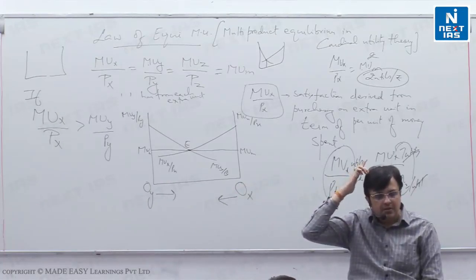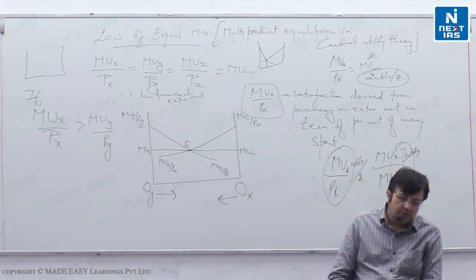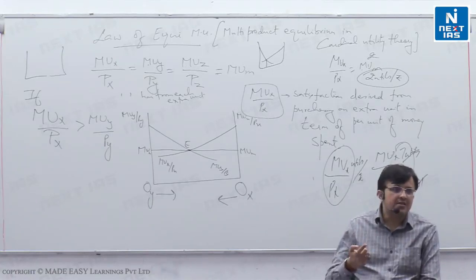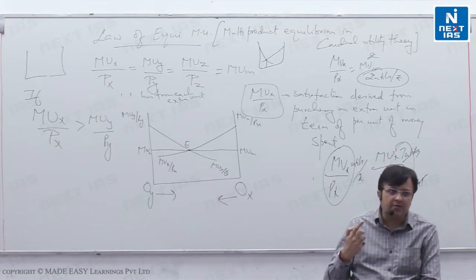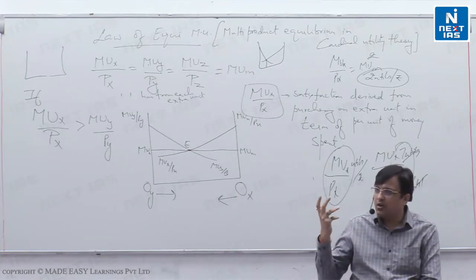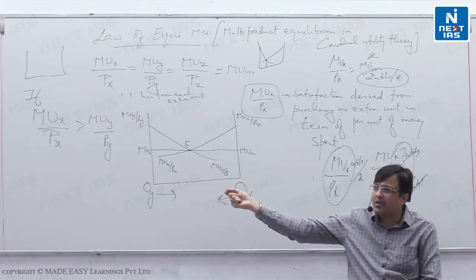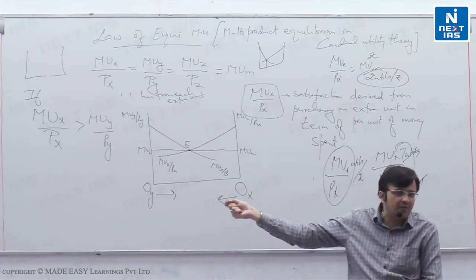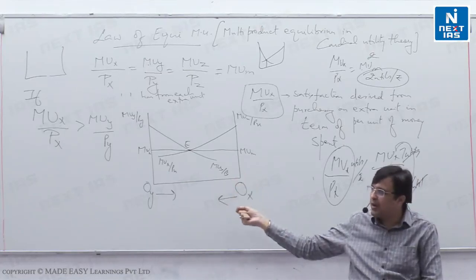You write, the figure shows, and remember one thing about micro: whenever you feel you are running short of words, start explaining the figure. All right, that is what you can do in micro always. As shown in the figure, we have taken MUX by PX on one vertical axis and MUY by PY on the other vertical axis. Origin of X and origin of Y are moving in opposite direction to each other. The curve of diminishing MU is resulting in downward sloping MUX by PX and downward sloping MUY by PY, and so on.